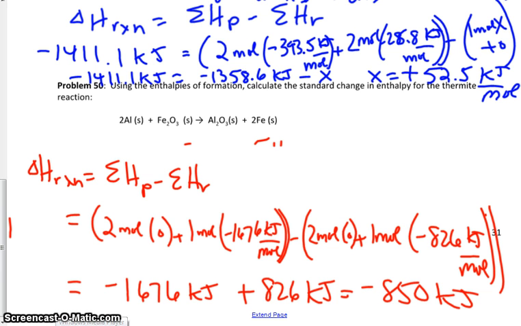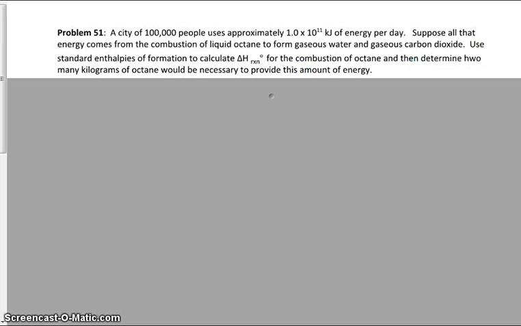All right, let's look at problem number 51. My advice for this problem is don't be afraid of all the verbiage. The heart of the problem is right here: use the standard enthalpies of formation to calculate the combustion of octane, and then determine how many kilograms of octane would be necessary to produce this. You're going to use this number in the very last step.